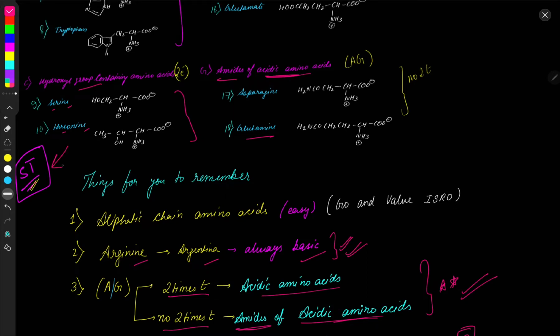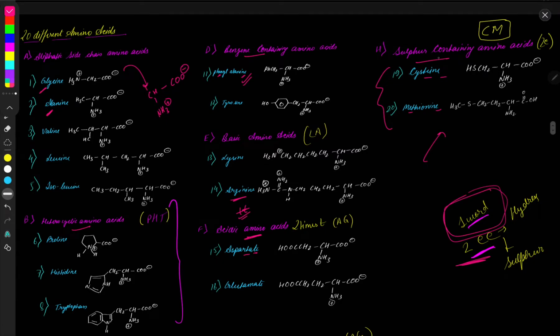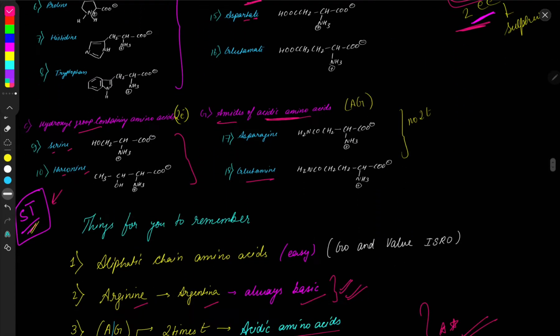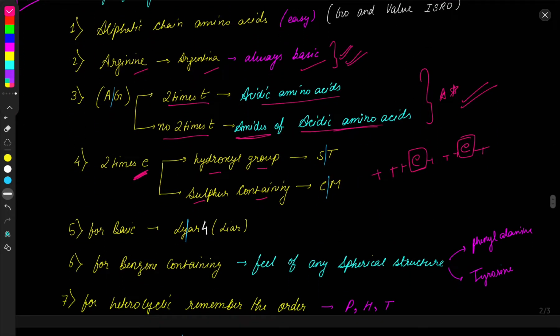So for hydroxyl group, you have to memorize this ST. ST is a caste in India. It is also in a scheduled tribe. So like this, you can remember that for hydroxyl group it is ST, and sulfur containing group is CM. You can repeat it a number of times and it will come into your head that hydroxyl group is ST and sulfur containing group is CM. So if 2 times E is spotted, then you can say that either it is hydroxyl group or sulfur containing group, and if any of the S or T comes, then it is a hydroxyl group. If any of the C or M comes, then it is a sulfur containing group.